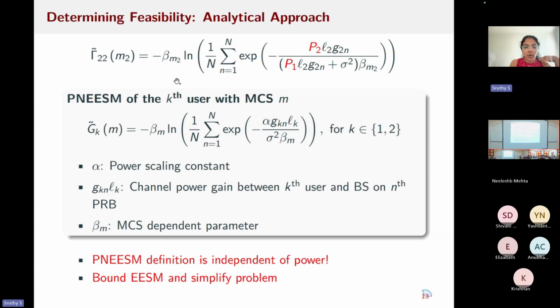And with that in mind, we are proposing a new metric called power-normalized EESM, or PNEESM. We define PNEESM of the kth user with MCS M as follows. Here, this expression is similar to that of EESM, but the only difference is that there is no power term showing up here. Here, alpha is a power scaling constant. G_k,n is the channel power gain between the kth user and the base station on the nth physical resource block, and beta_M is an MCS dependent parameter. So PNEESM definition is independent of power. Now, our next step is to bound the effective SINR expressions for the block error rate using power-normalized EESM and then simplify the problem.